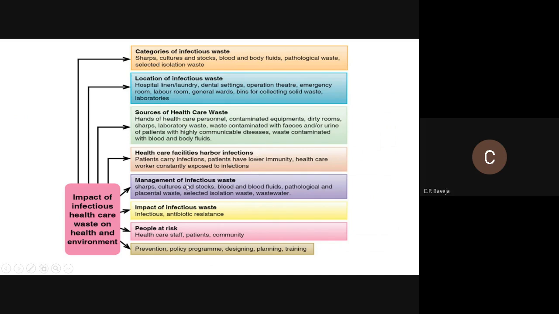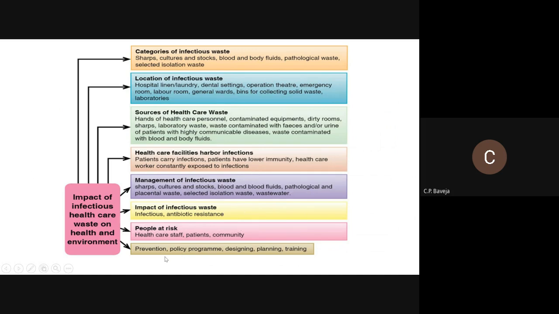Then management of healthcare infectious waste: sharps, cultures and stocks, blood and body fluids, and then pathological and placental waste, selected isolation waste, wastewater. So these are to be managed so that one should not get the infection. Then the impact of infectious waste: it may lead to infections and antibiotic resistance may occur, and it may be infectious also to other persons. People at risk: healthcare staff is at risk, patients are at risk, community is at risk.